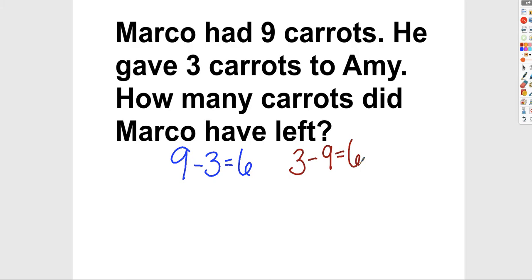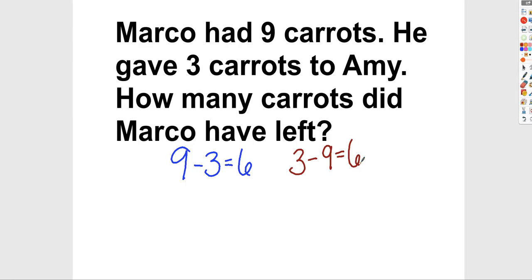This is awesome sauce. I'm excited to do this. I get to use some sticks. Normally I'd have us have counters and things like that. We can't use those this year, but here we go. Okay. So Marco had 9 carrots. 1, 2, 3, 4, 5, 6, 7, 8, 9. Here we go. He has 9 of these carrots, right?